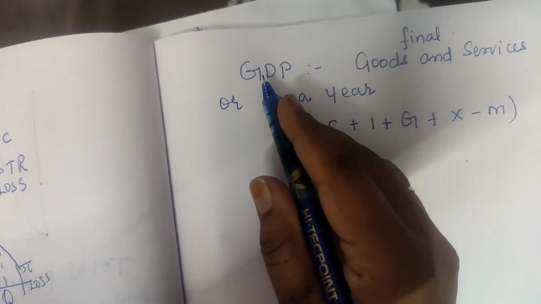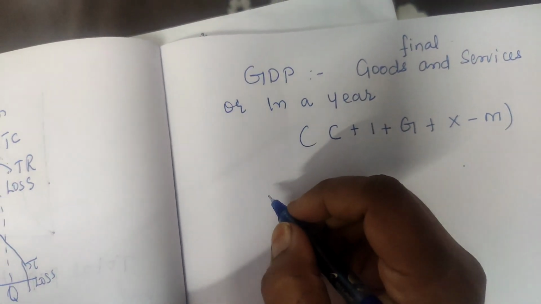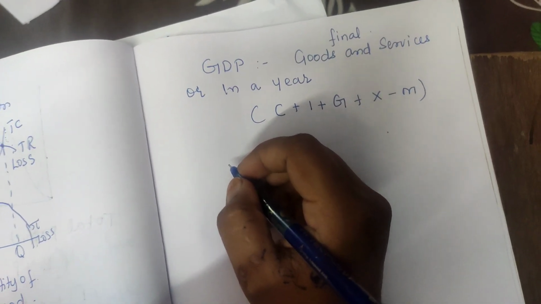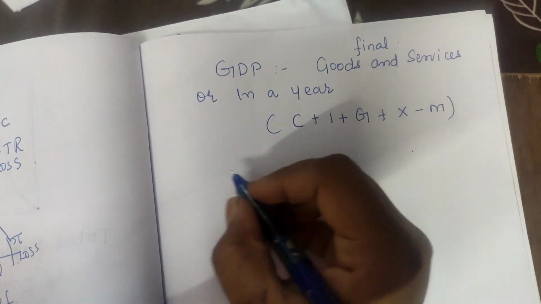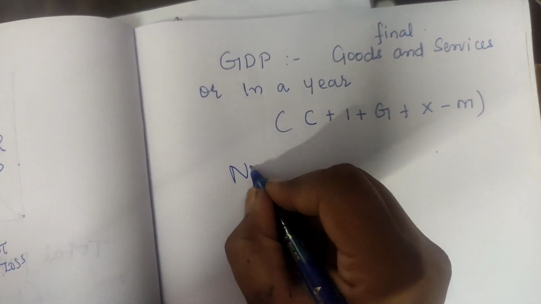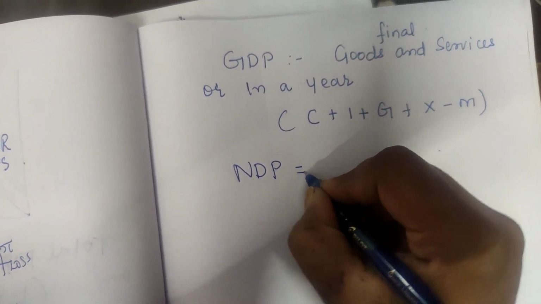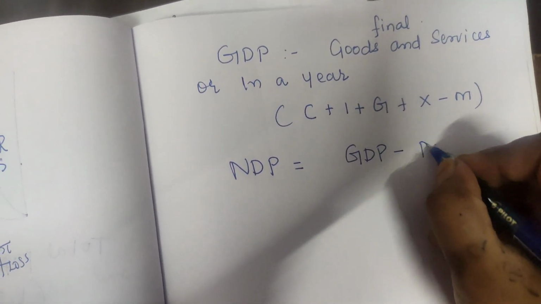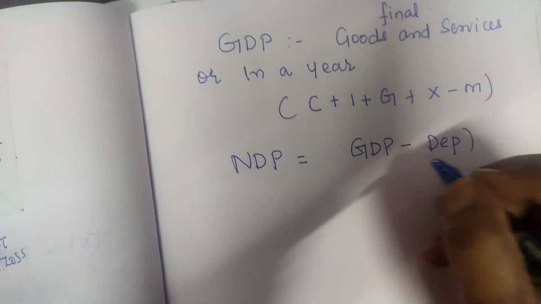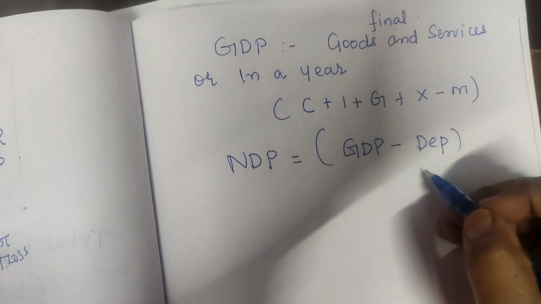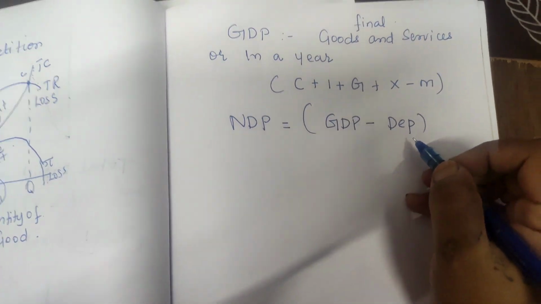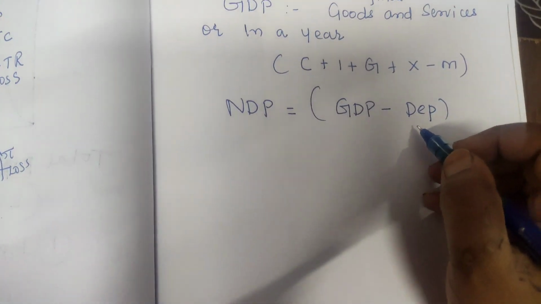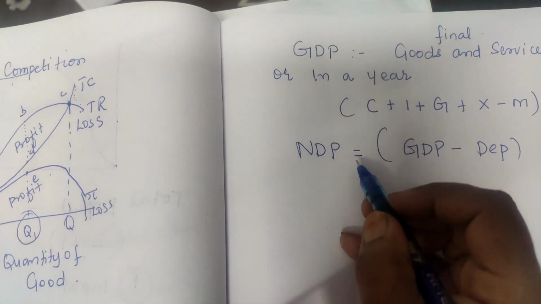Now, GDP is gross domestic product. From this we need to calculate NDP, which is net domestic product. So GDP minus depreciation. Depreciation is nothing but wear and tear, the reduction in value due to daily usage. When we remove that, we get the net domestic product.